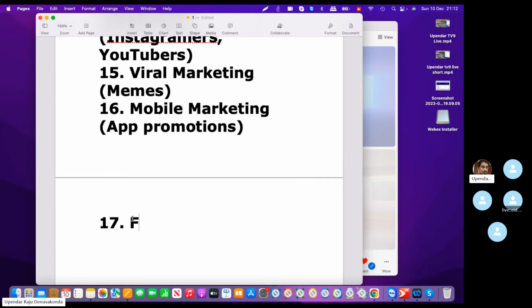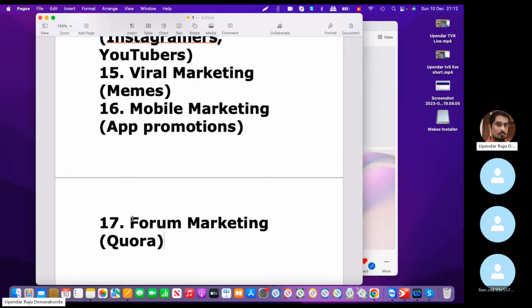And 17 is about forum marketing. Forum means platforms like Quora, where people ask questions and other people start answering them. If you go to Quora, you will find a lot of questions asking about a business, like hospitals in Hyderabad or real estate companies in Hyderabad. You can go over there and answer those questions like an expert, and you can create your own presence for your business. So Quora also would help you a lot.